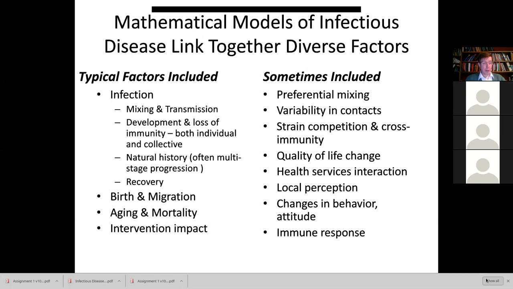Frequently, we represent birth and migration into models, sometimes aging and mortality, reflecting the fact that individuals at older ages, for example, are more susceptible to an infection or to the complications of that infection. Think that with COVID-19, with some of those in the oldest age categories having orders of magnitude greater chance of requiring hospitalization or of mortality than younger individuals.